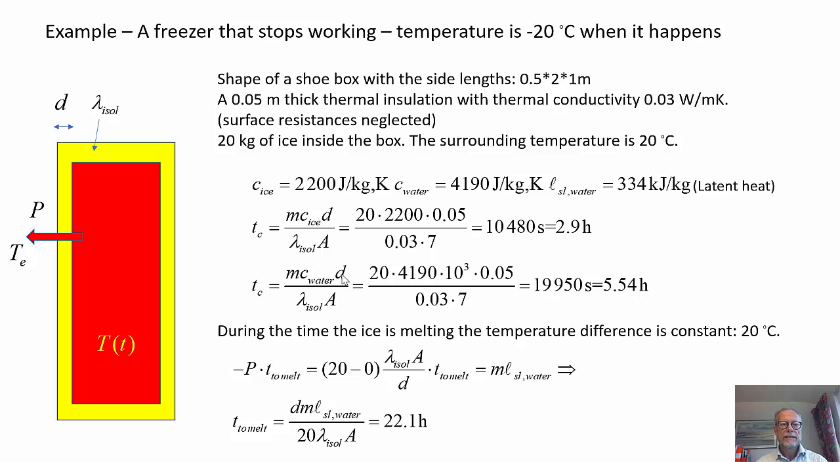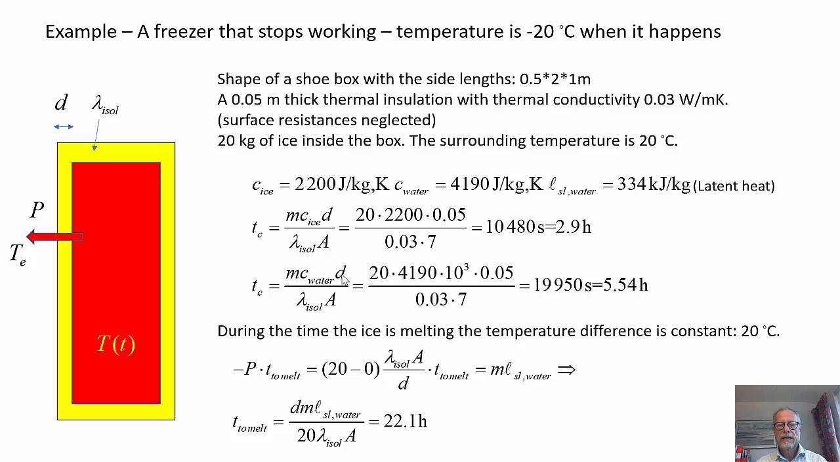If we look at the heat capacity for ice and for water, they're different. It's the highest value for water. And since we're also reaching the melting of the ice, because the surrounding temperature is above 0 degrees C, we also have to look at the latent heat, which is given here also. So the characteristic time when we have ice is 2.9 hours, and when we have water it is 5.54 hours.